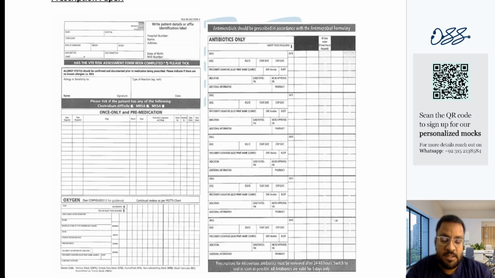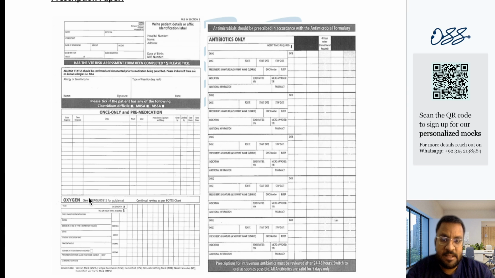Then there is a list for the once-only medication that you give on a stat basis. For example, doxycycline is usually given on a stat basis in cases of cholera and other diseases as well. You may also give some stat doses preoperatively, like preoperative antibiotics. You just give it once only. So these are the medications mentioned in the once-only part.